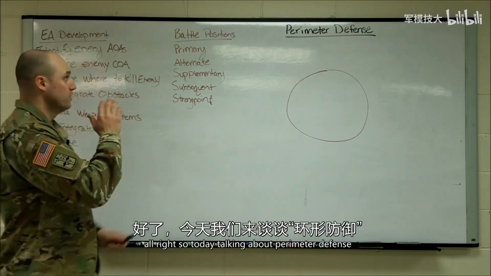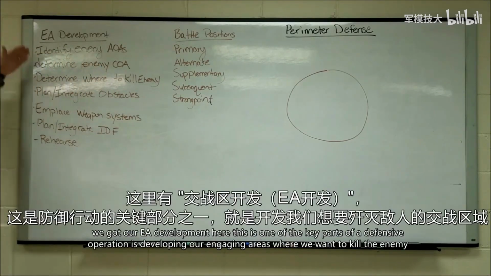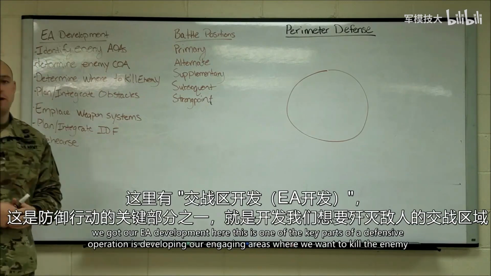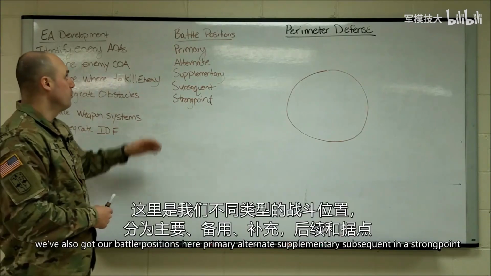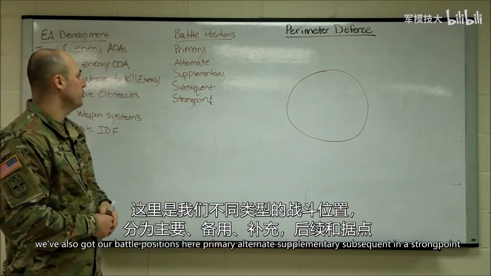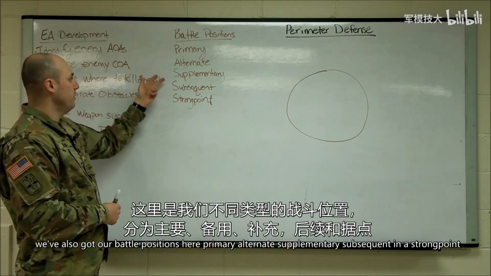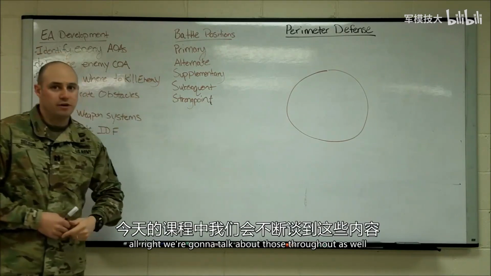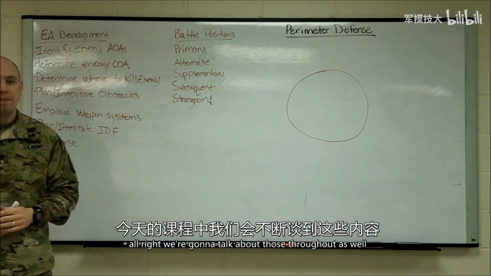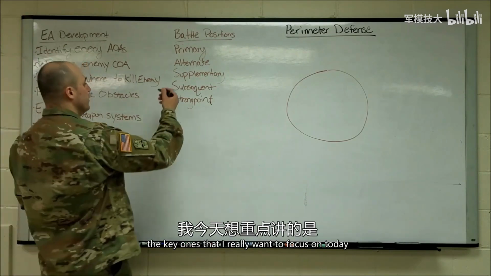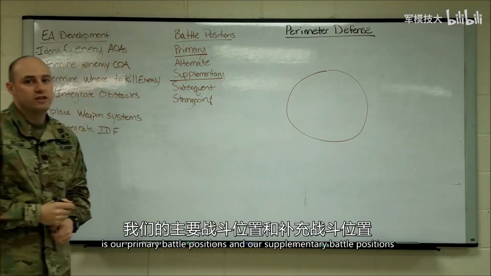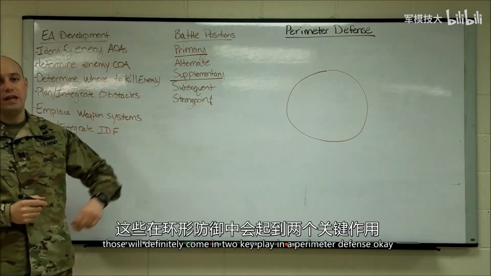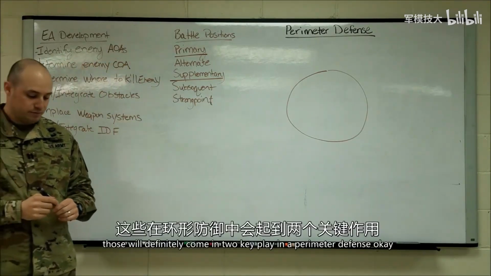All right, so today, talking about perimeter defense. We've got our EA development here. This is one of the key parts of a defensive operation: developing our engagement areas where we want to kill the enemy. We've also got our battle positions here: primary, alternate, supplementary, subsequent, and strong point. We're going to talk about those throughout as well. The key ones that I really want to focus on today are our primary battle positions and our supplementary battle positions. Those will definitely come into key play in a perimeter defense.